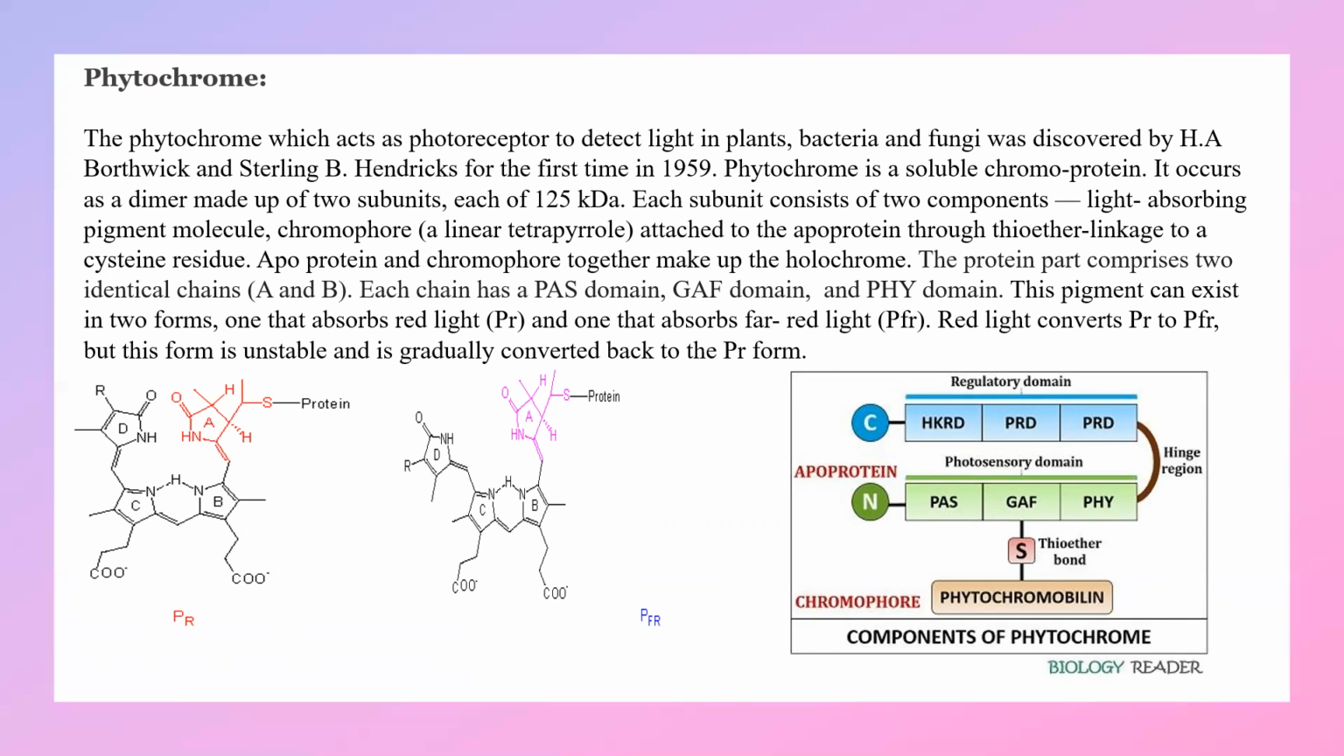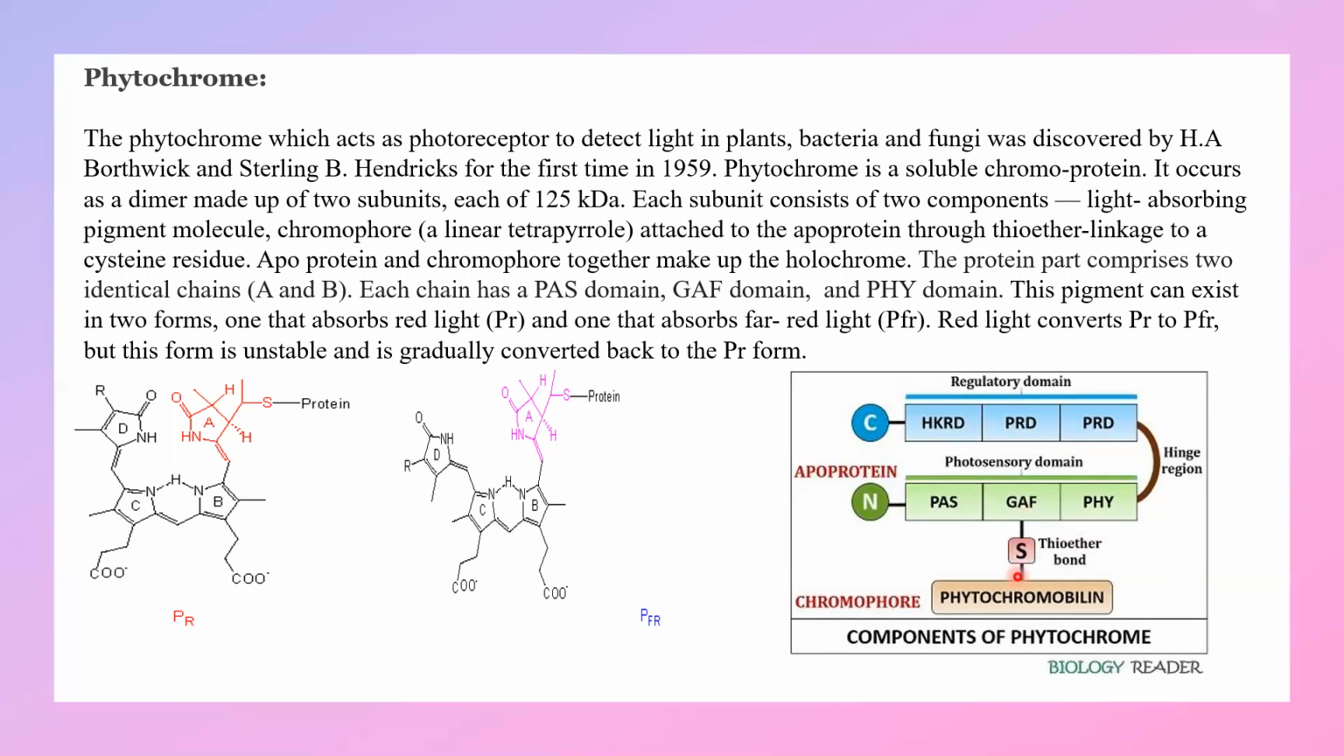It is made up of two subunits and each subunit is of 125 kilodalton. The subunit consists of two components. One is the light absorbing pigment called chromophore, which is a linear tetrapyrrole. Another is the apoprotein. The light-absorbing pigment molecule chromophore is attached to the apoprotein. The attachment is through thioether linkage.